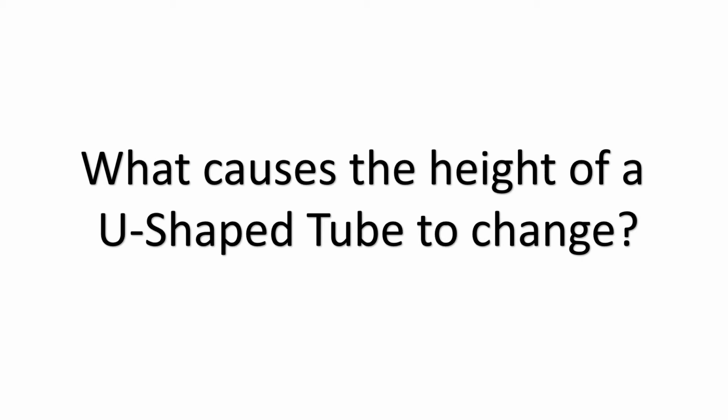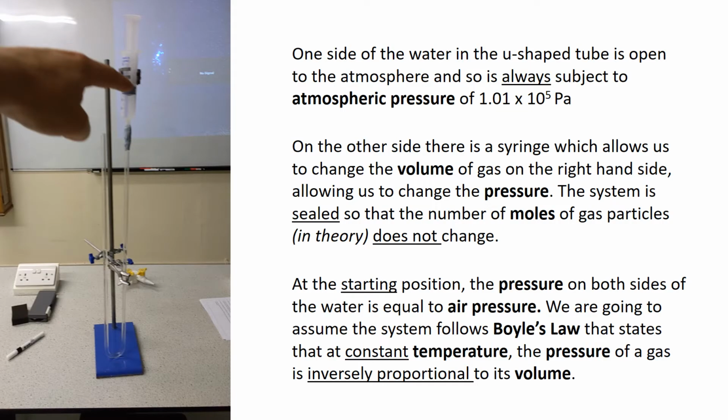Okay, so in this video, we're going to be looking at some of the theory of gases, looking at the kinetic theory of gases, and we're going to use it to explain what happens when we use a U-shaped tube. So let's first look at what I mean by a U-shaped tube. Okay, so this is our U-shaped tube. You can see the reason it's called that.